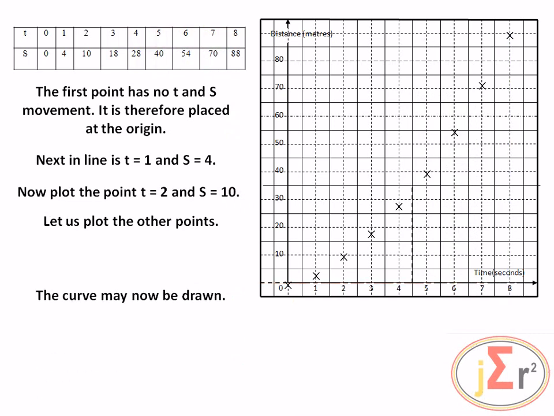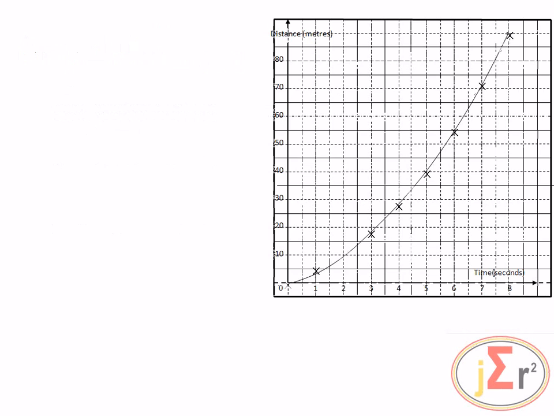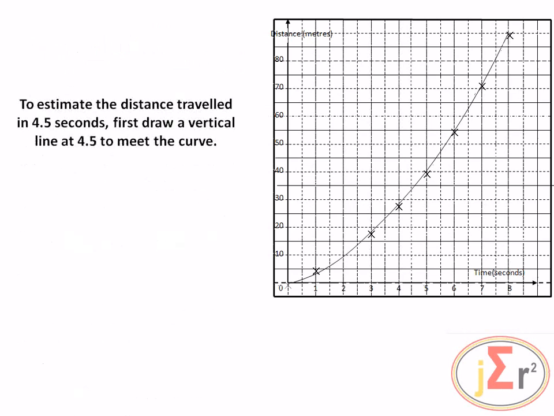The curve may now be drawn. That's our curve. As neat as you can get. To estimate the distance traveled in 4.5 seconds, first draw a vertical line at 4.5 to meet the curve. So go to 4.5, draw a vertical line, right like that, meet the curve there.